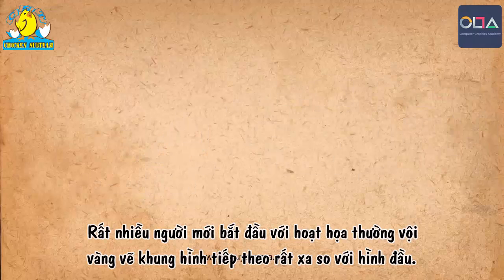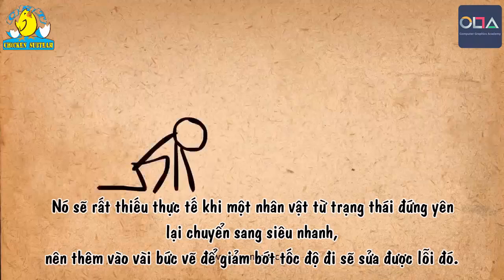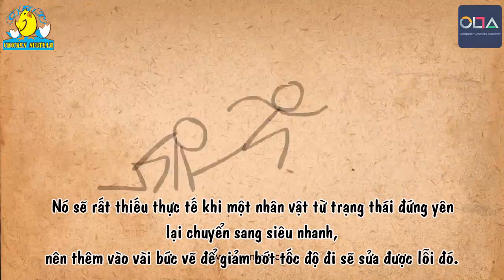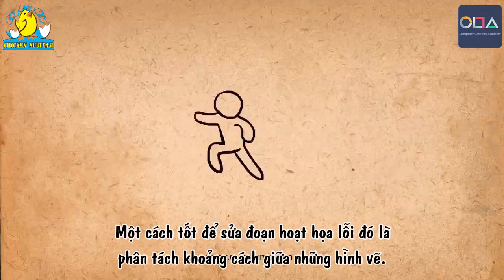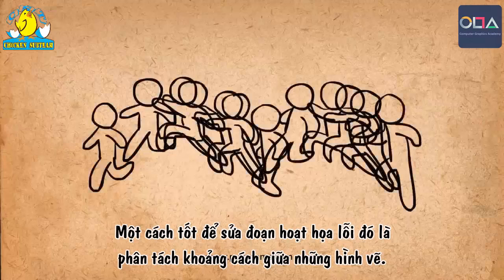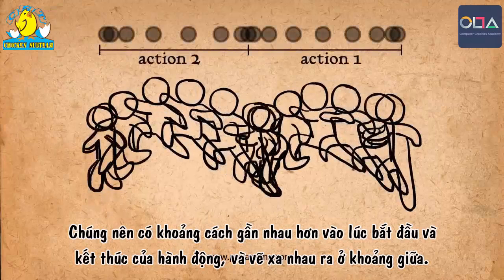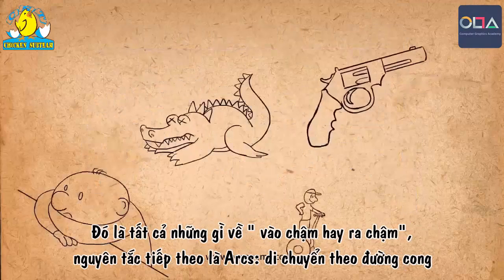Many people starting out with animation get impatient and draw the next frame very far away from the beginning. It's very unrealistic for a character to go from completely still to super fast, so adding a few drawings to ease into it will fix the problem. A good way to fix a choppy animation is to analyze the space between the drawings. They should be evenly spaced, with drawings closer together at the beginning of the action and at the end of the action, and drawings farther apart in the middle. So that's it for slow in and slow out.